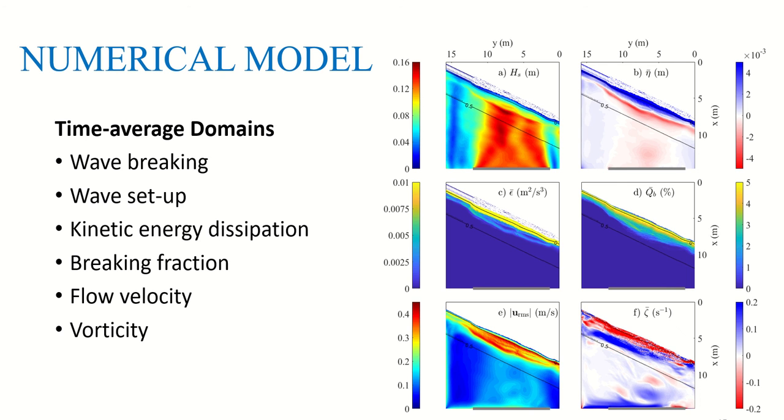In this plot, once we know that the model is at an acceptable level of calibration, we are showing different time averaging domains, for example, wave breaking. And as you can see, waves are breaking almost pretty close to the shoal line. And there's a wave setup, indicating the wave set down followed by the wave set up pretty close to the shore. Also the kinematic energy distribution and the breaking fraction, where waves are mostly breaking. That's in line with the first plot of the significant wave height. Also the flow velocity and the viscosity domains.